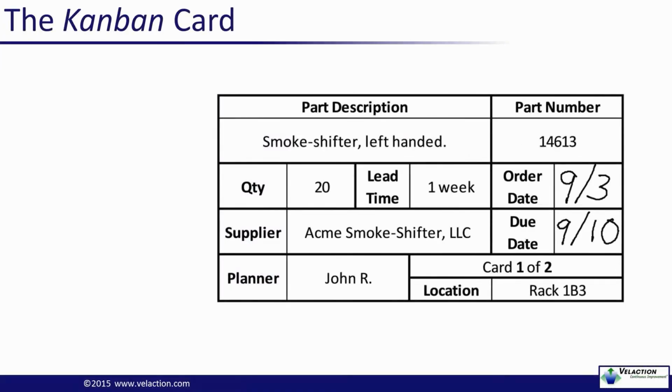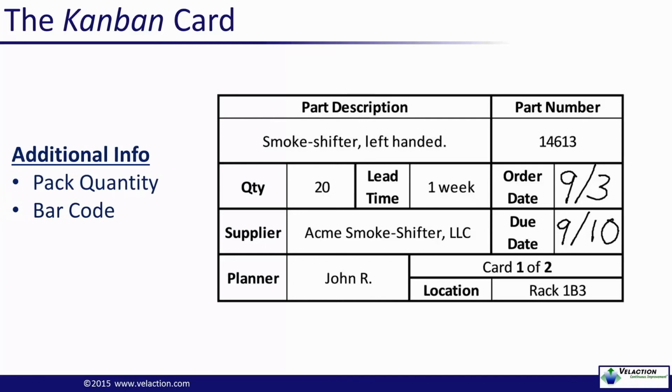One of the most visual components of the Kanban system is the Kanban card. This is most often a laminated card that is attached to a location with Velcro. It contains a variety of important information to keep the material flowing. The specific information that you keep on your cards can vary depending upon your needs. You may also see things like pack quantity, and nearly all cards nowadays have a barcode on them to assist in ordering.